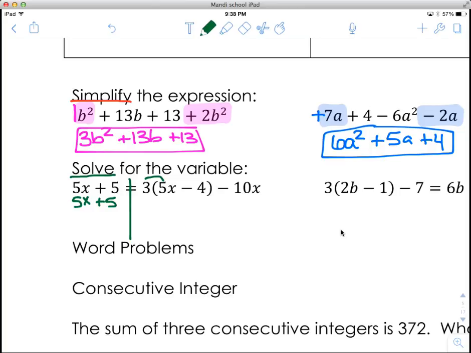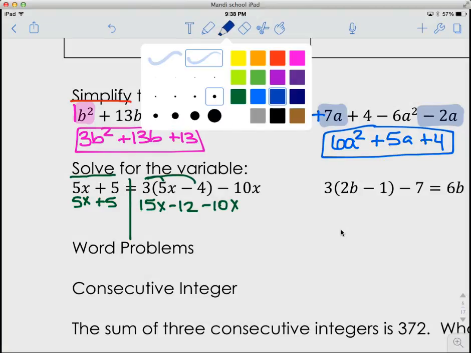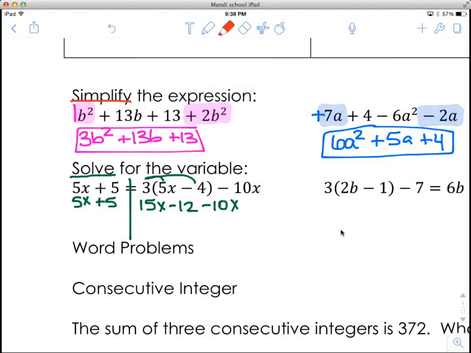3 times 5x is 15x. 3 times a negative 4 is a negative 12. Bring down the negative 10x. Now we have like terms. We only deal with like terms on one side. So we're going to deal with the right side. 15x minus 10x. So you have 5x plus 5 equals 5x minus 12.